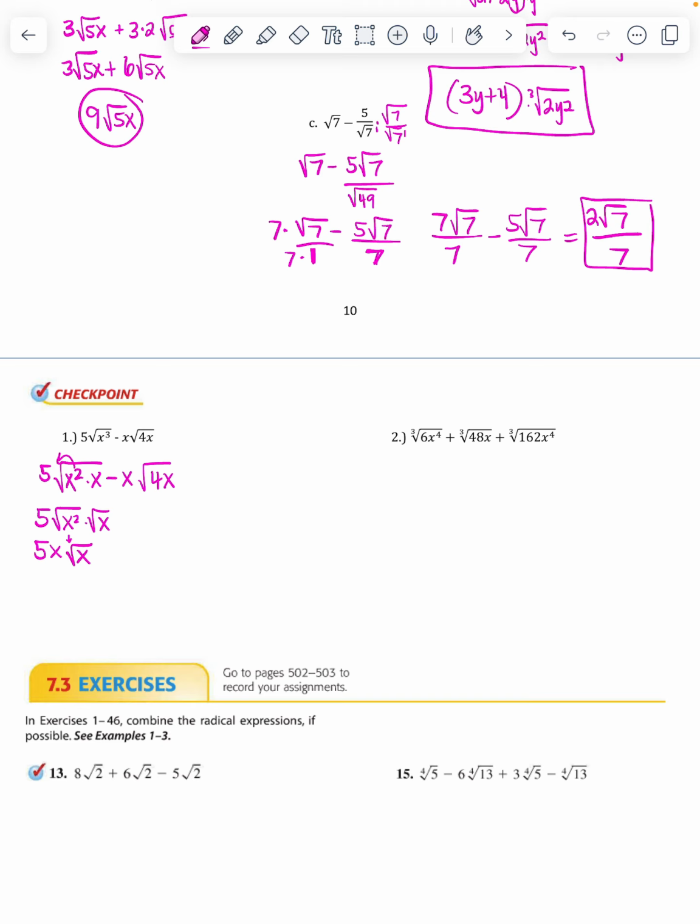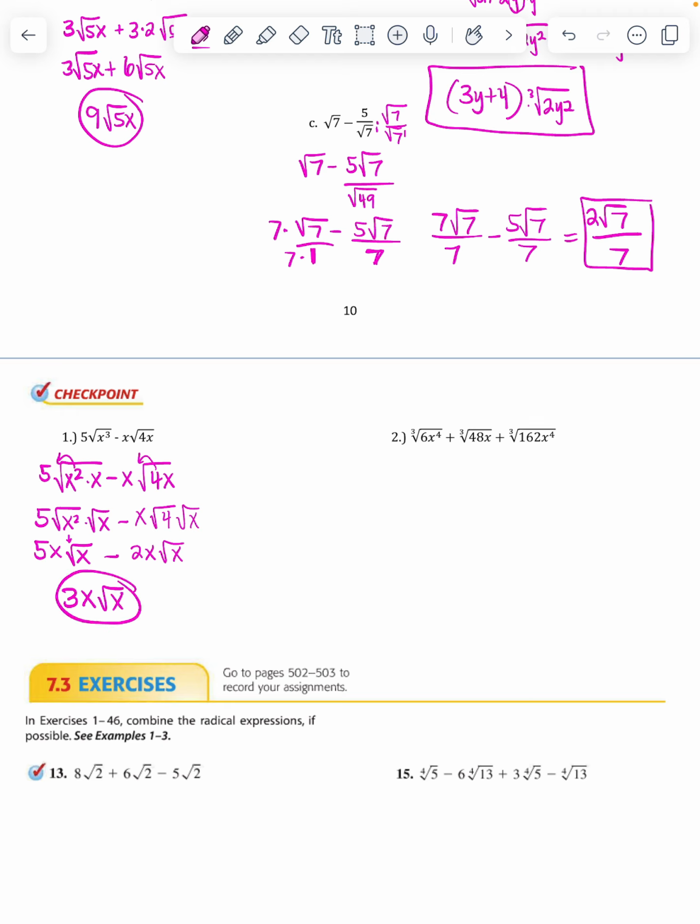And then the second one, the square root of 4 comes out, but if you wanted to rewrite this as x times the square root of 4 times the square root of x, you can do that. The square root of 4 really equals 2, so this is minus 2x times the square root of x, which now we do have like terms. 5x square root of x minus 2x square root of x is 3x square root of x.